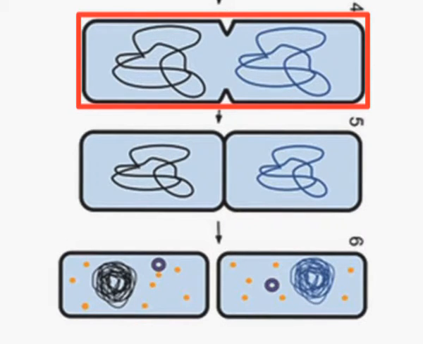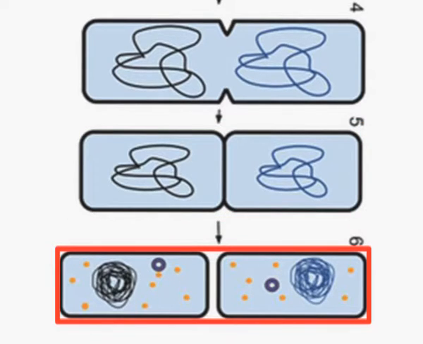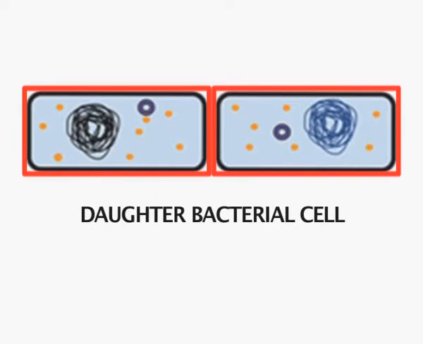of the bacterial cell. A constriction, as you can see in the diagram, appears in the middle and deepens. And finally, it results in the formation of two bacterial cells which separate from each other. Each one is a daughter bacterial cell which has its own DNA and is capable of independent existence.